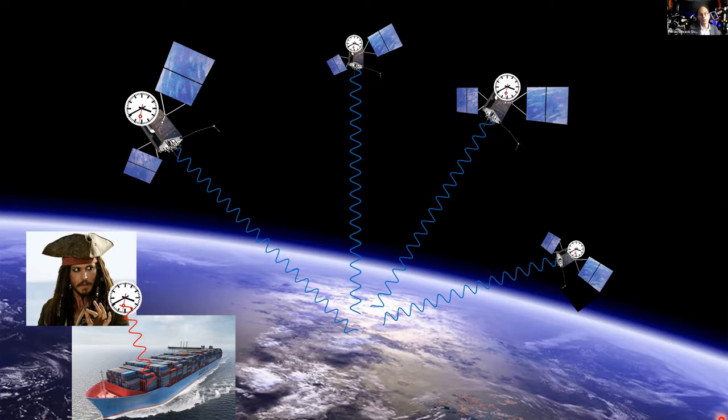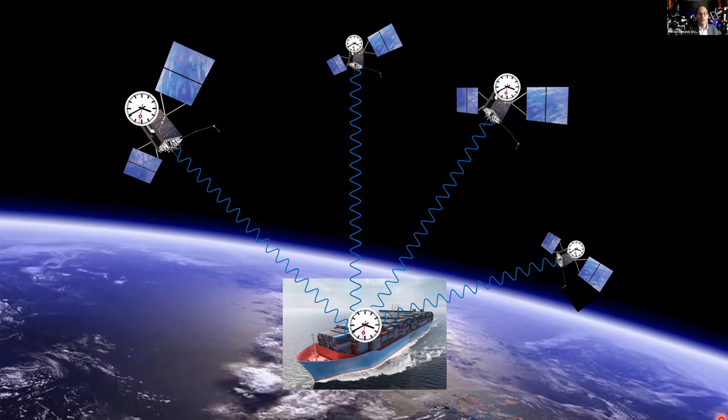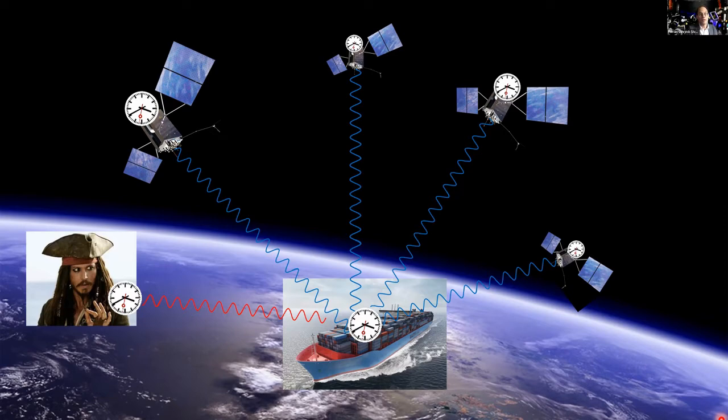And then of course the pirate is very happy. And now imagine what would have happened if the cargo vessel would have an optical clock on board. It would have simply seen that something's wrong with GPS, these signals make no sense, and it would have stayed on course and all you are left with is a sad pirate.